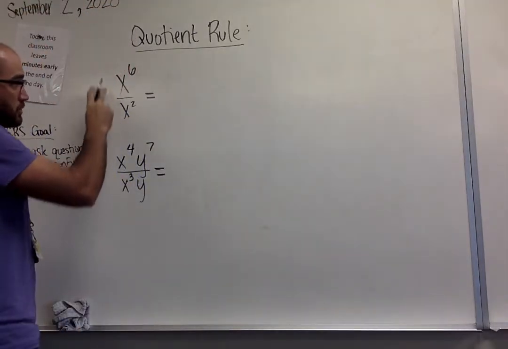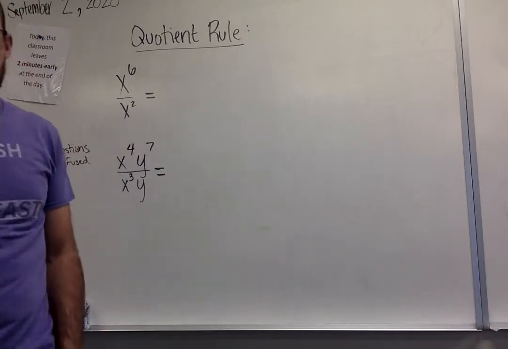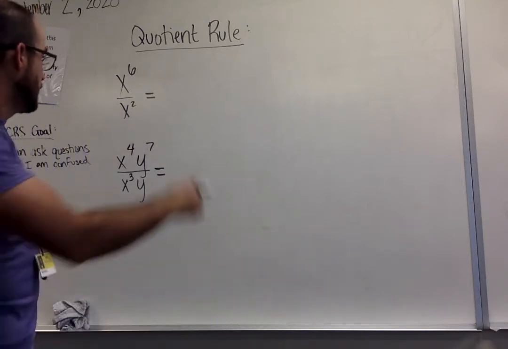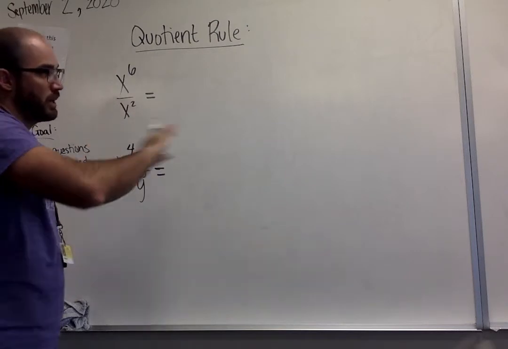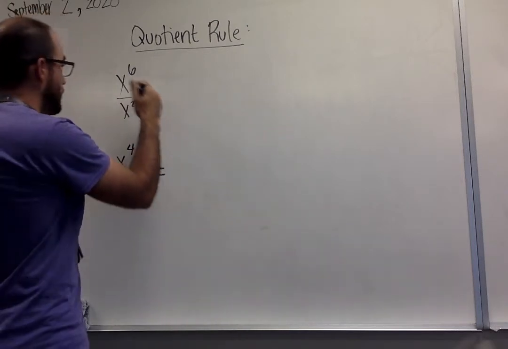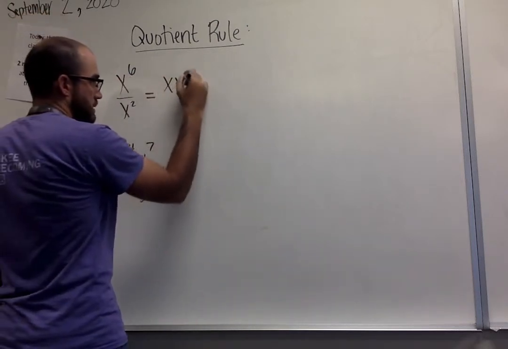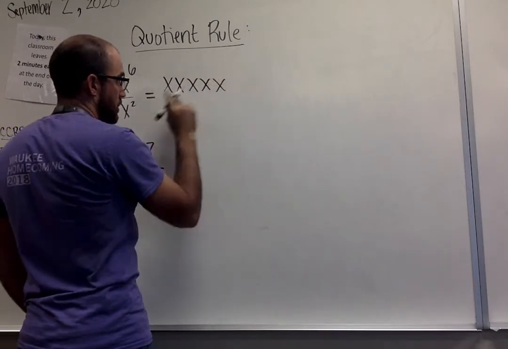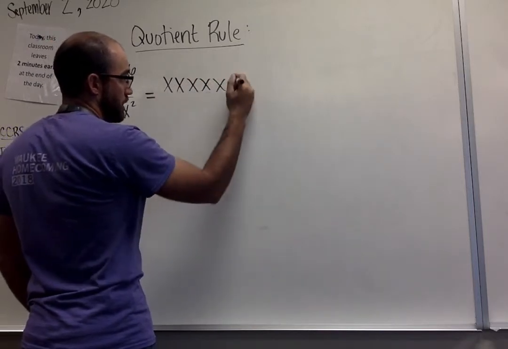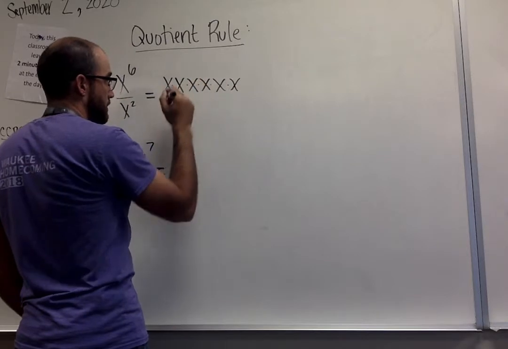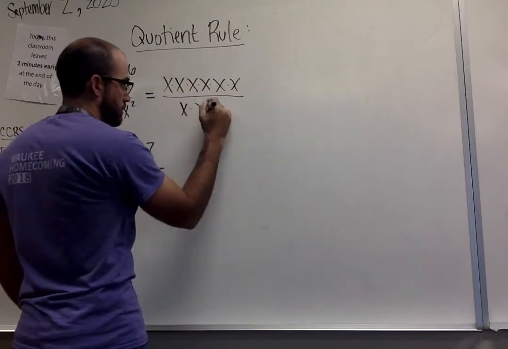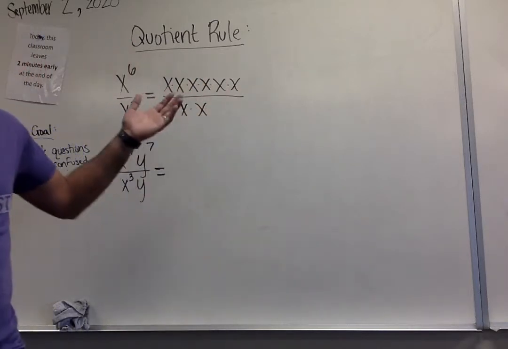So if I'm looking at this first one here, I've got x to the 6th divided by x to the 2nd power. Okay. When we talked about yesterday, if we expanded this thing all the way out, I would have basically 6 x's all being multiplied. 1, 2, 3, 4, 5, 6 x's all being multiplied divided by 2 x's being multiplied. Again, this is the long way.